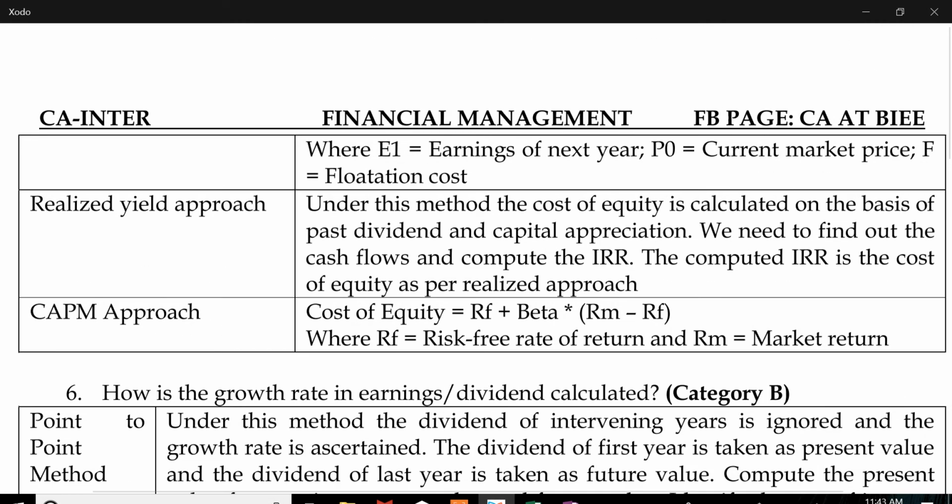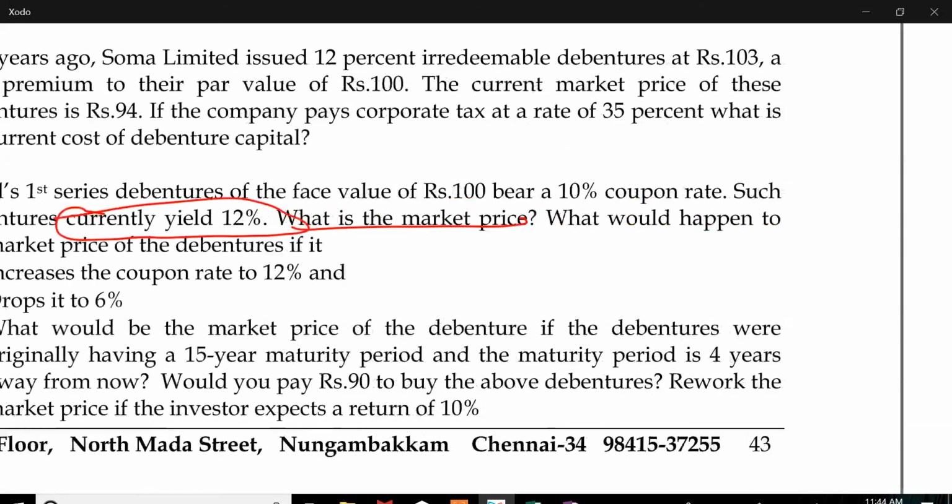Realized yield approach is what I was explaining, saying that step up growth. I'll be explaining that later on. I think that will get covered when I do the dividends chapter. And finally the CAPM approach, which is RF plus beta into RM minus RF. In this, the important thing is how we are going to calculate growth rate. Some problems may not give it. I'll explain that with the question itself. So now let's proceed to the questions.